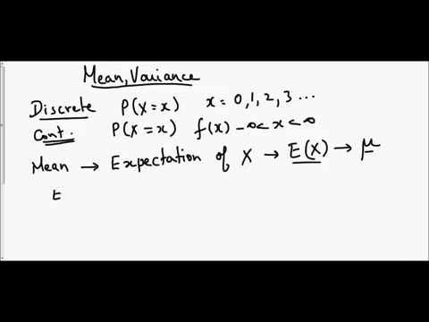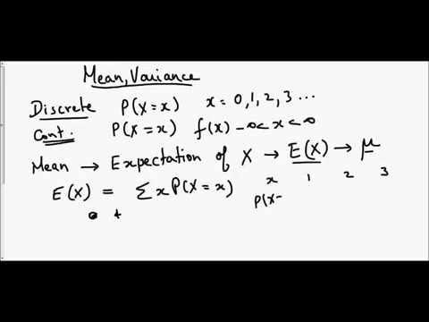The definition for expected value of x, or expectation of x, is sigma x p of x equal to x, for discrete x. Which means in case you have a probability distribution function, say x is 1, 2, and 3, and p of x equal to x is 1 over 3, 1 over 3, and 1 over 3, then how do you find the expected value of x? This is x times p of x equal to x, and you need to add all of them.